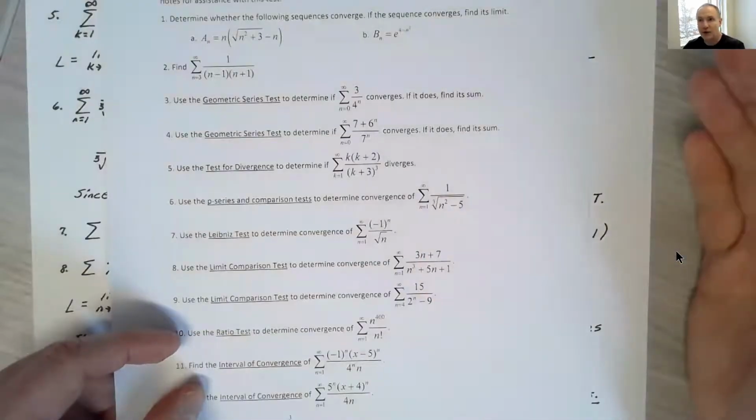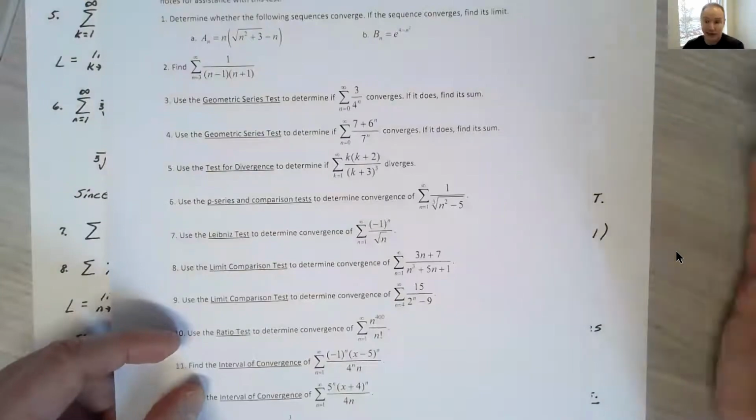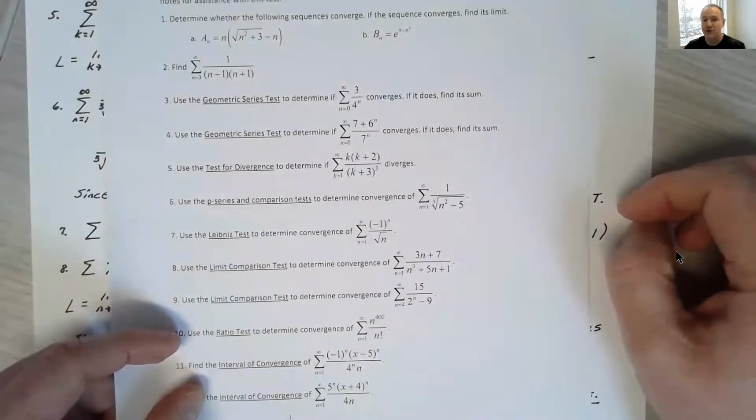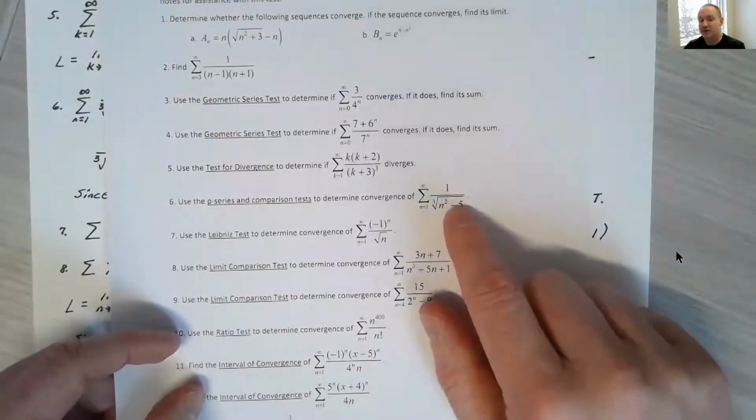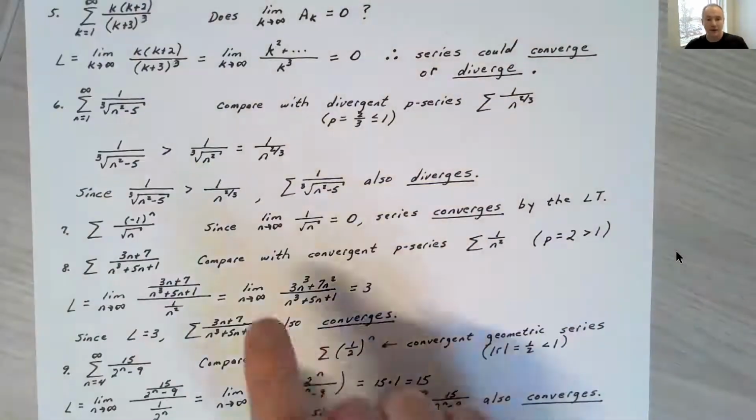So I'm thinking, okay, I'm going to compare this with a p-series of 1 over n to the 2/3. That's a p-series of 2/3. What do I know about that? I know that it diverges. All p-series where p is less than or equal to 1 diverge. So that's telling me I need to show that this series diverges with the comparison test. That's how I did it.